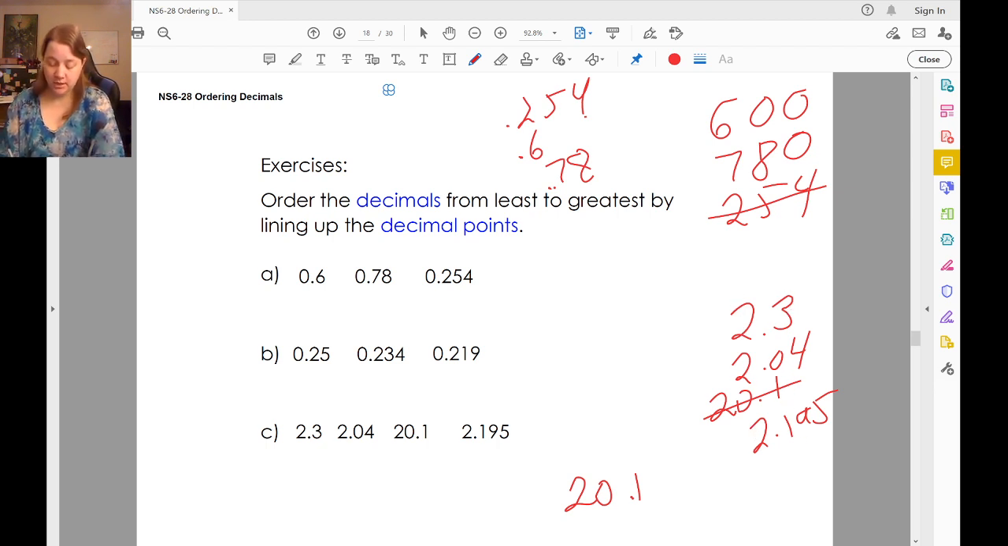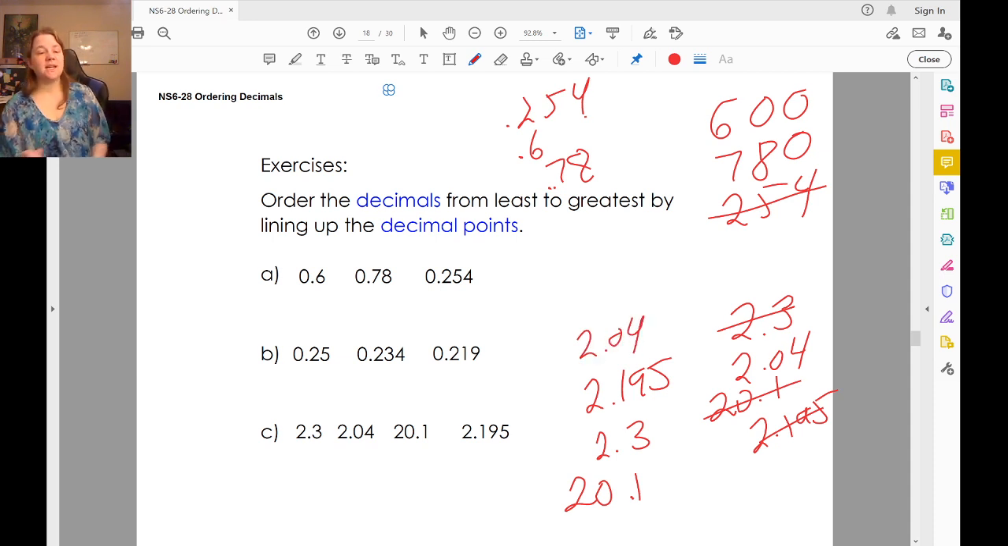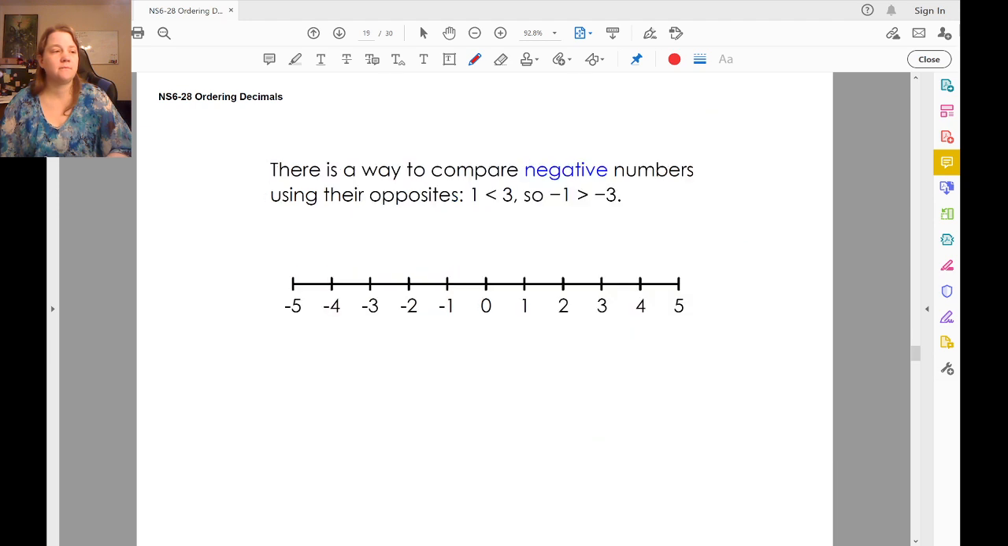Ooh, look, 2.3. That one's done. What's the next greatest after that? Well, I have a 1 rather than a 0, so that's 2.195. And then 2.04. You can see I didn't use the extra zeros. You don't have to use them if you don't choose to. You do what makes sense for you and gets you to the right answer.